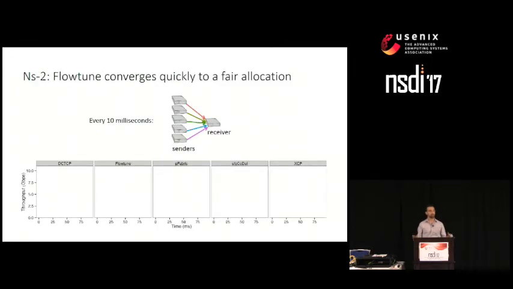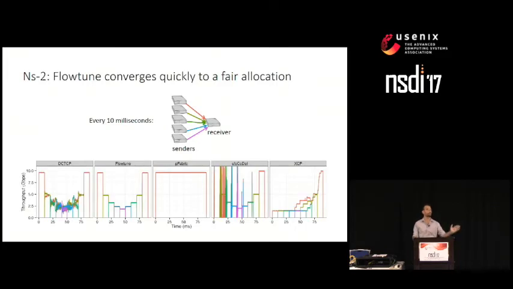We ran a similar experiment in NS2 with 5 senders. On the left-hand side, you can see how DCTCP oscillates around the fair allocation, whereas in the second one from the left, you can see Flowtune converges to the fair allocation within 1 averaging interval, which here was 100 microseconds.